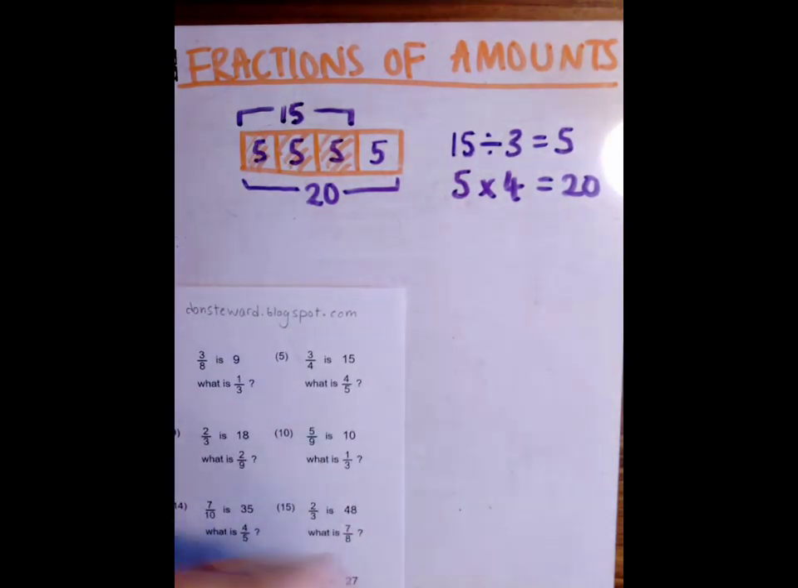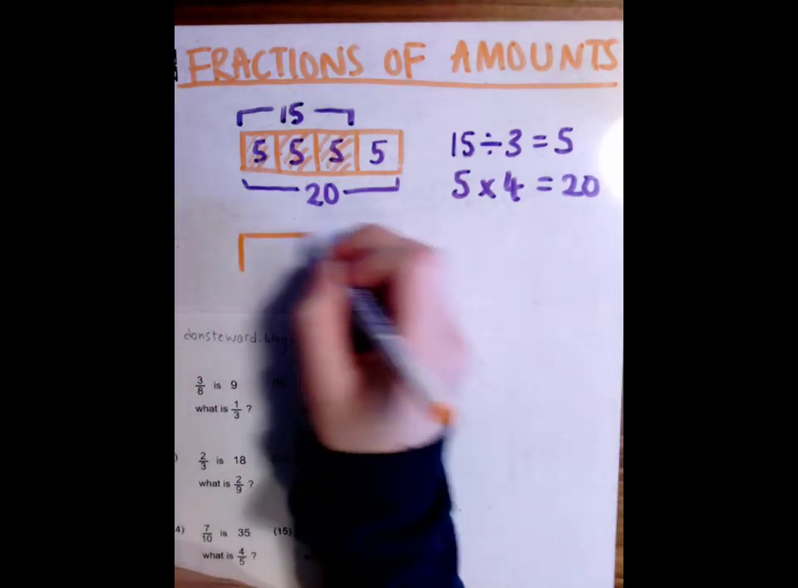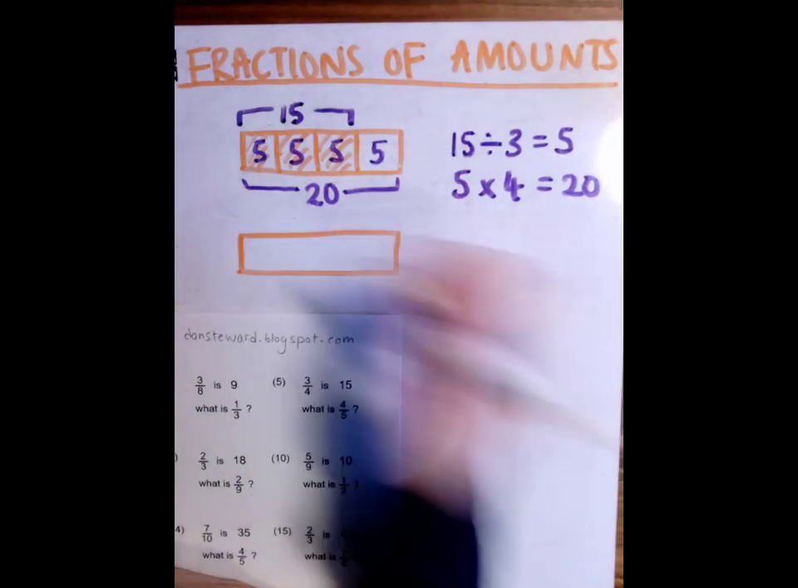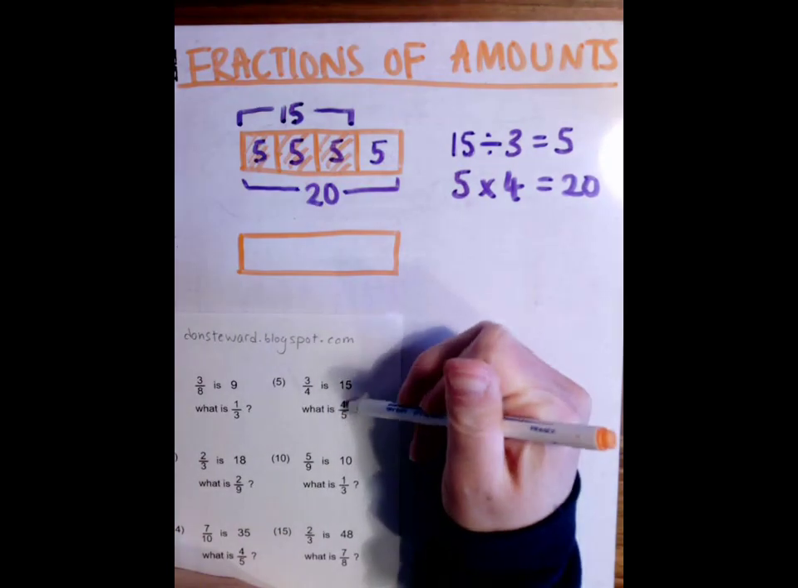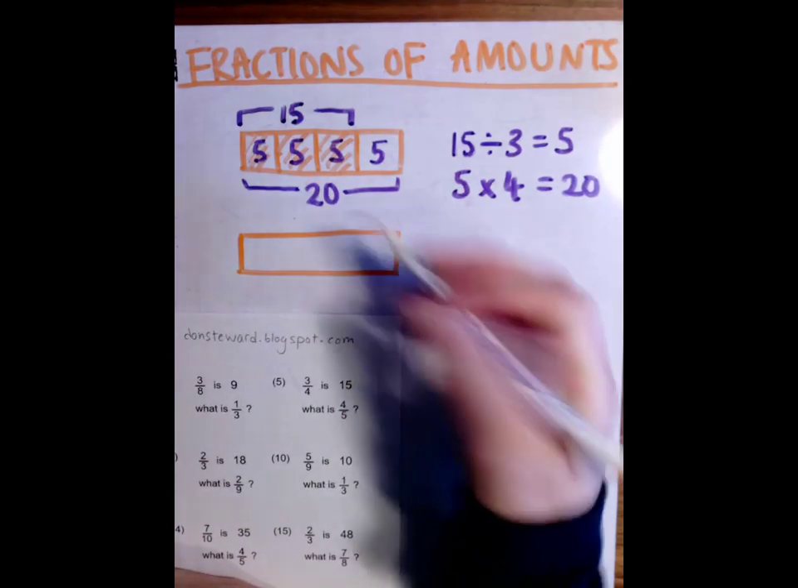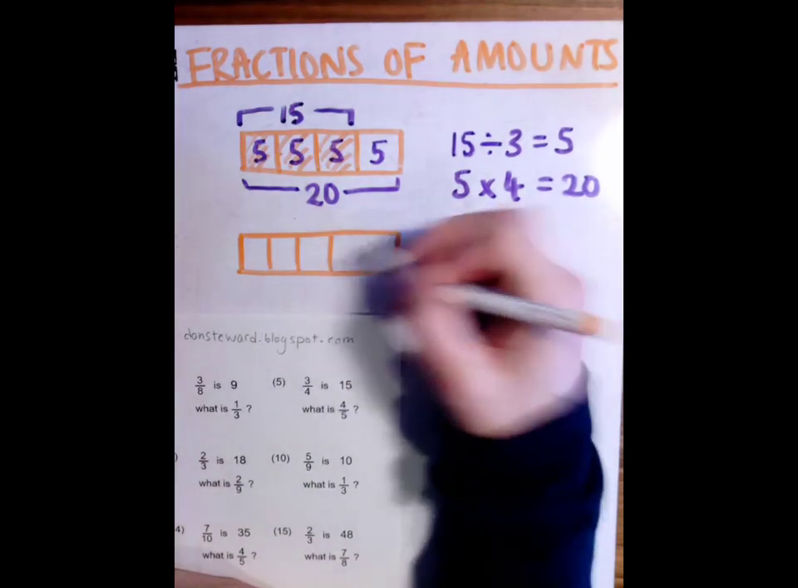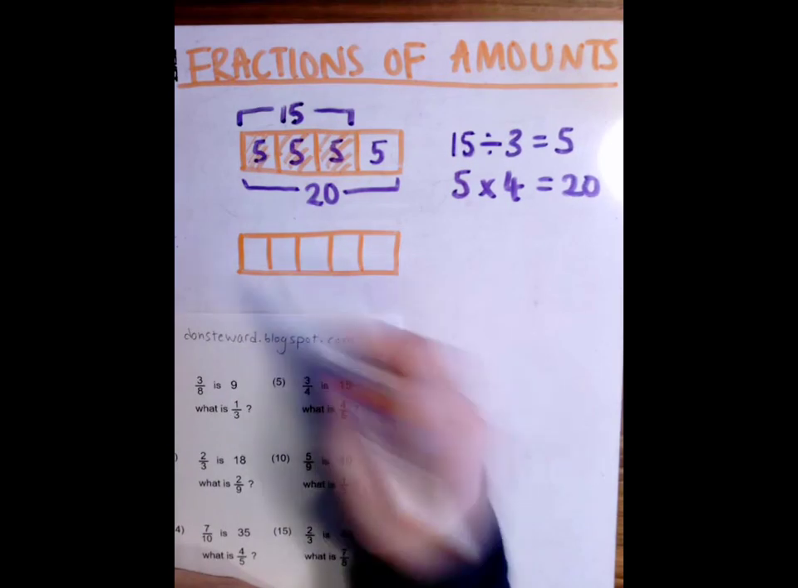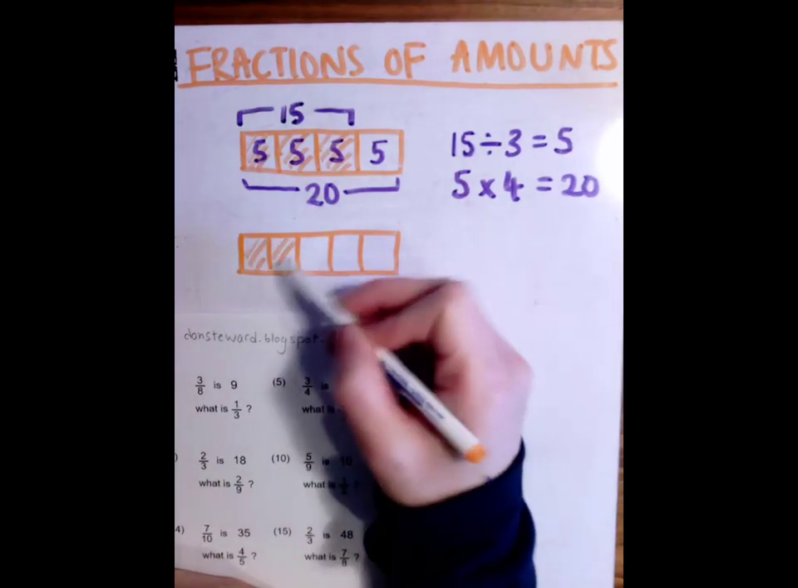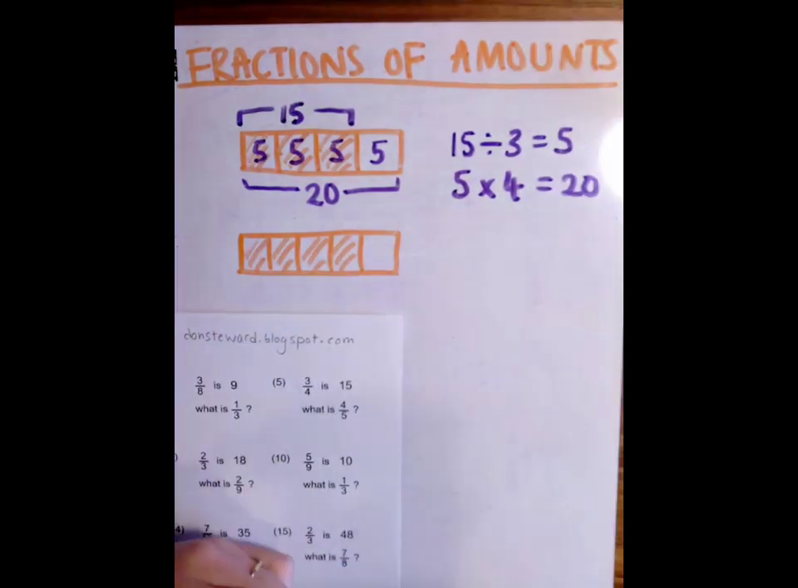So I'm going to draw a bar again, the same length because it is about the same value. And we want to split it into fifths and colour in 4 of them. So like that, 2, 3, 4, 5. And I want 4/5.